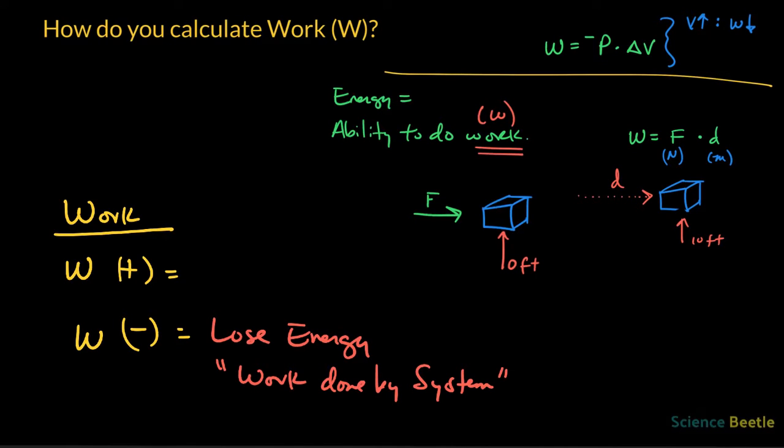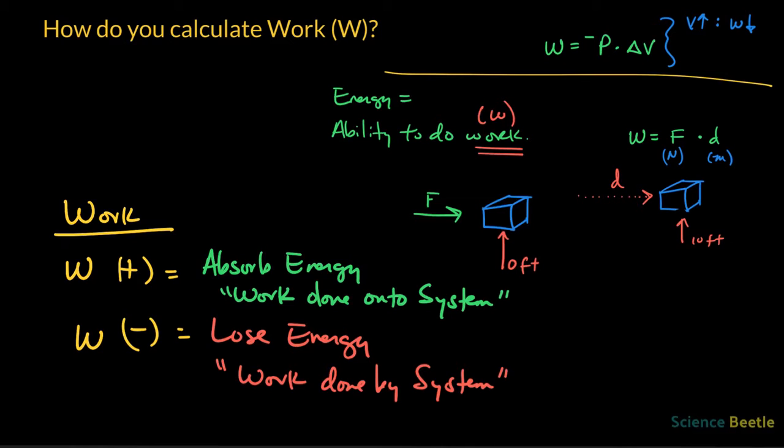On the other hand, if work is positive, think about it kind of like a checking account. If you have positive work, it is because you are absorbing some additional energy. Someone is placing that upon you, so for work, energy is being absorbed. You're absorbing energy, and this is work done onto the system. Typically that's going to be a result of the surroundings acting upon the system, as opposed to the other way around. These are very important concepts to know when we're dealing with work.